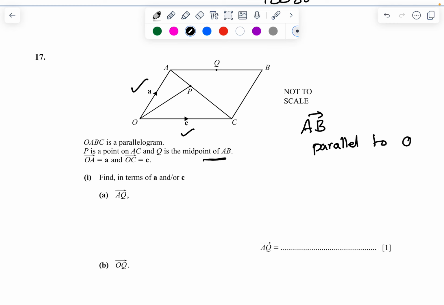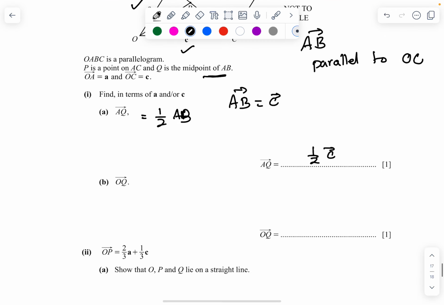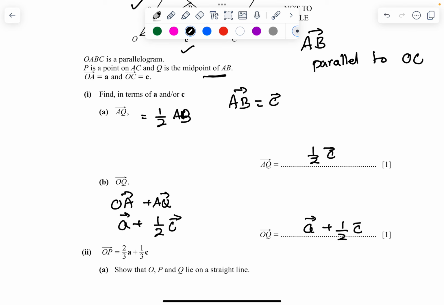AB is parallel to OC, so AB is also equal to C. So AQ will be half of AB, which is going to be half of C. Now, O to Q is OA plus A to Q. OA is nothing but A, plus A to Q, which is half C. So that's going to be the answer: A plus half C.